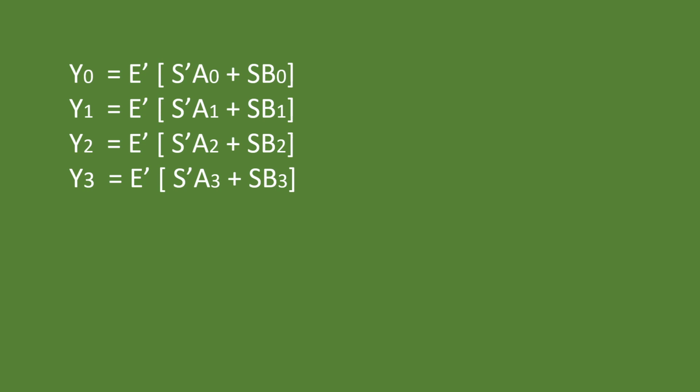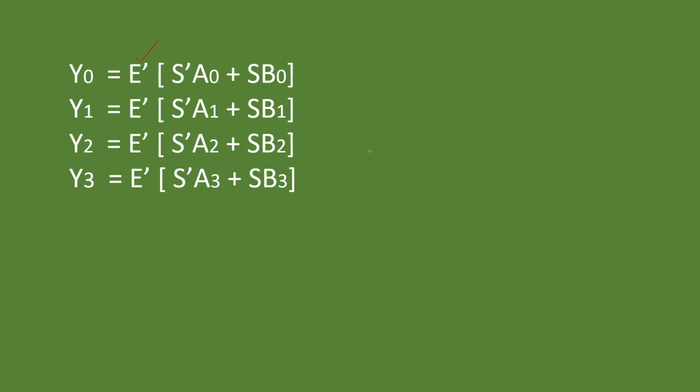Now, how to write the output expression? So this output expression Y0 depends on this E dash, definitely, right? Again, this S dash, when it is 0, this A0 will be selected. When it is 1, this B0 will be selected, isn't it? So we have to write this. Similarly, this Y1 is the output, and it is depending on this E dash, that means 0 value for this E enable line. And when it is S dash, that means 0, A1 will be selected, and when it is 1, this B1 will be selected. So for Y2 it is E dash into S dash A2 plus S into B2. Y3 it is E dash into S dash A3 plus S B3.